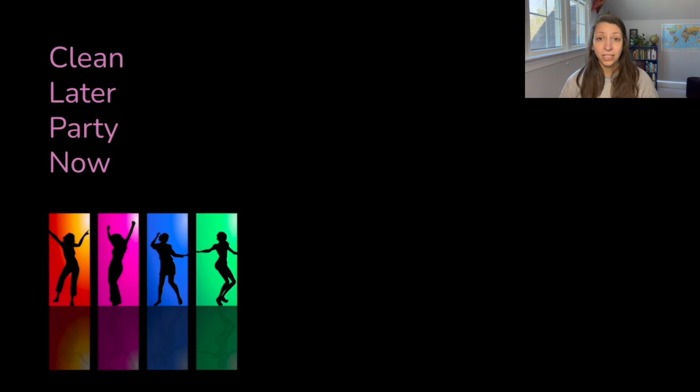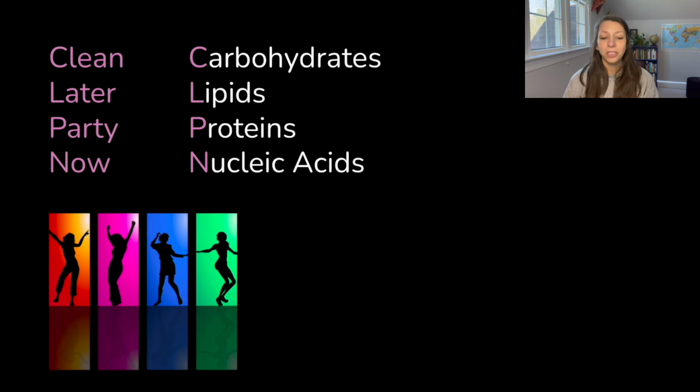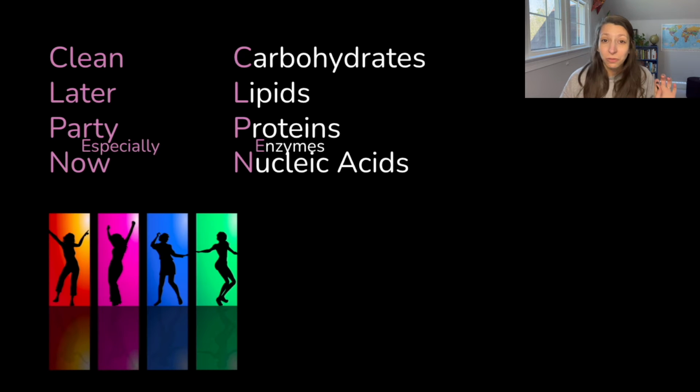You might need to memorize the four main groups of organic compounds that we study in biology: carbohydrates, lipids, proteins, and nucleic acids. I like to add to this "clean later party especially now" because a lot of students forget that enzymes are proteins and they fall into that proteins category. So if you say clean later party especially now, hopefully you remember that E for enzymes, or E for especially, goes with the party.